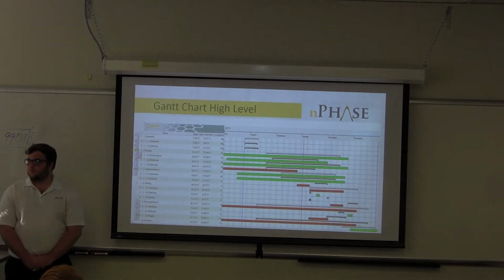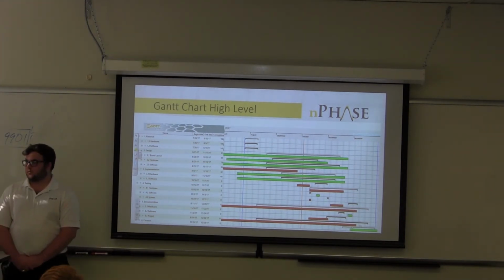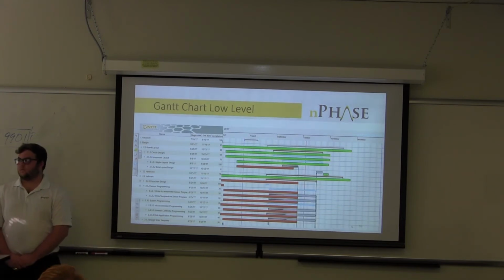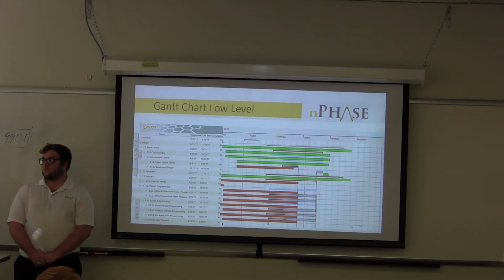This is our high-level Gantt chart that shows how we're doing. Green means that we are ahead of schedule, red means we're behind schedule. If we go into our low level, this is what's upcoming in the next month or so. We've got our alpha layout design is done. We'll hopefully begin beta layout design, which we've got alpha layout and we've tested.